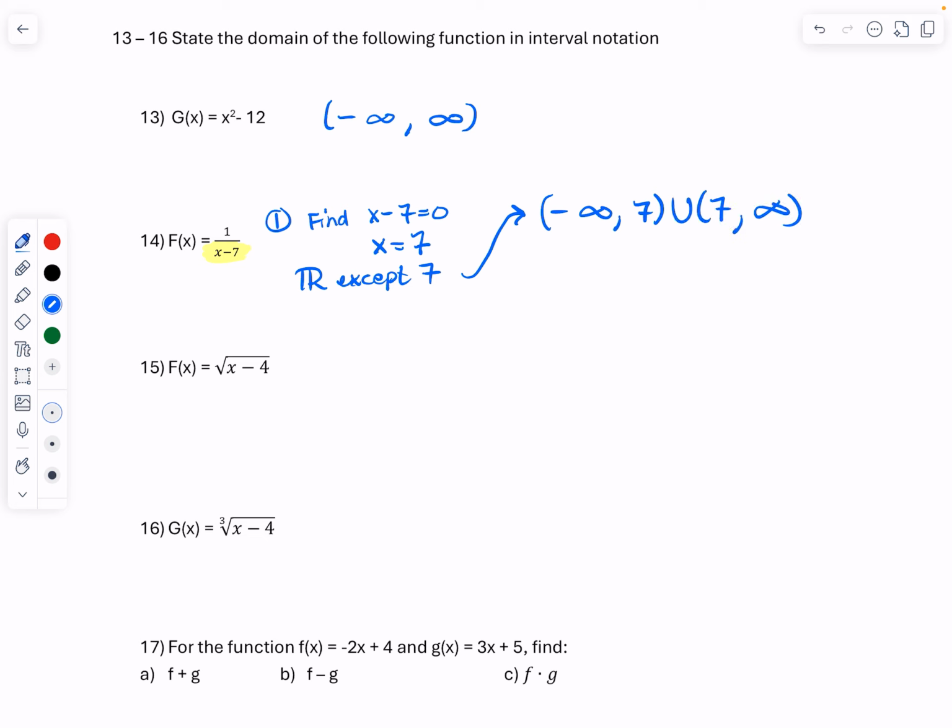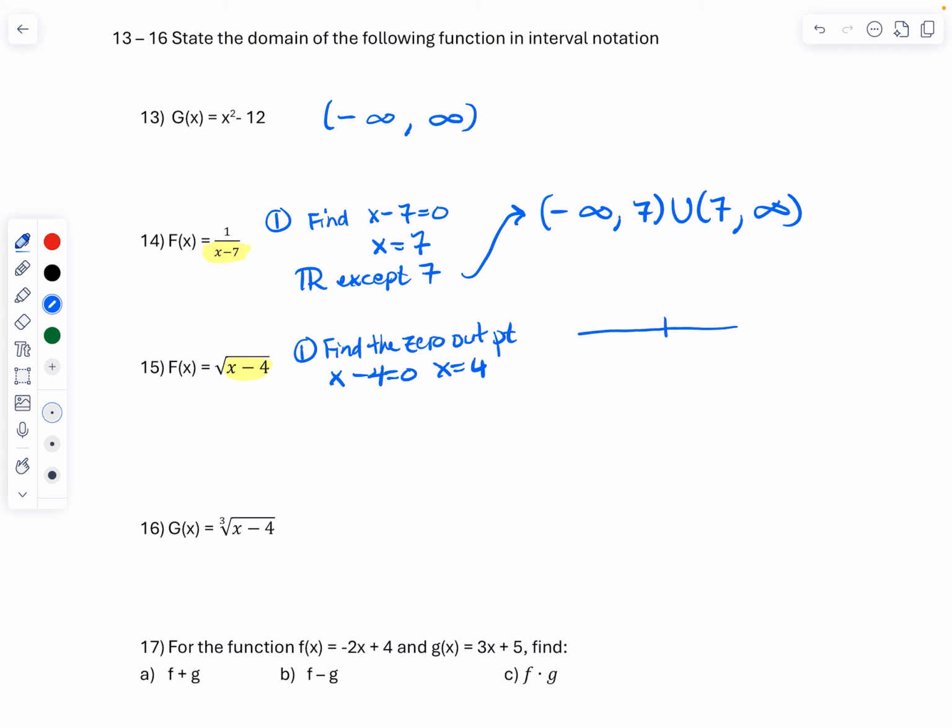Okay, 15. I have a square root, so I have to look underneath the square root. Now, I can have a 0 underneath the square root, but I can't have a negative number. So what I'm going to do first is find the 0 out point. And to do that, I'm going to set x minus 4 equal to 0, x equals 4. Okay, so 4 is the value that makes the square root 0 out.